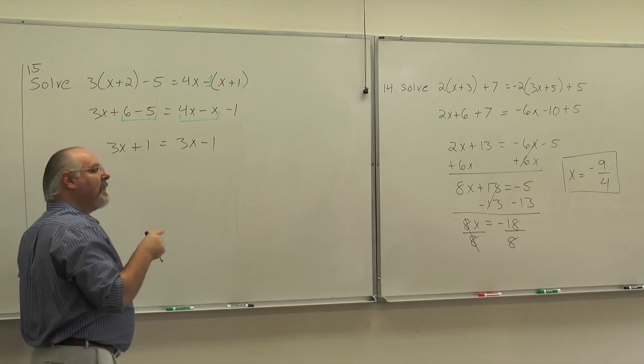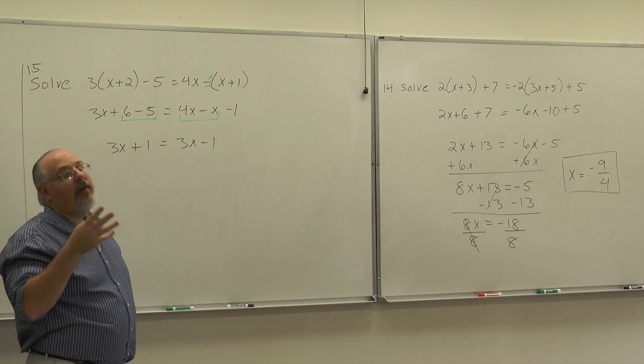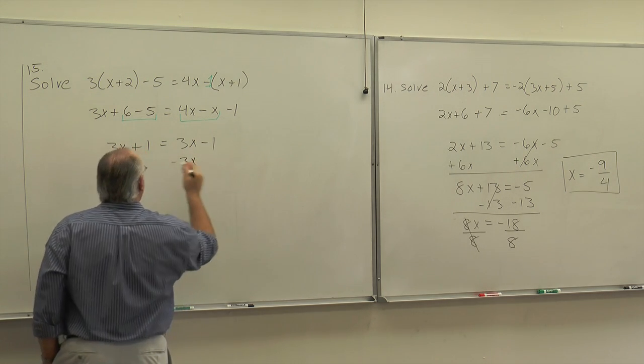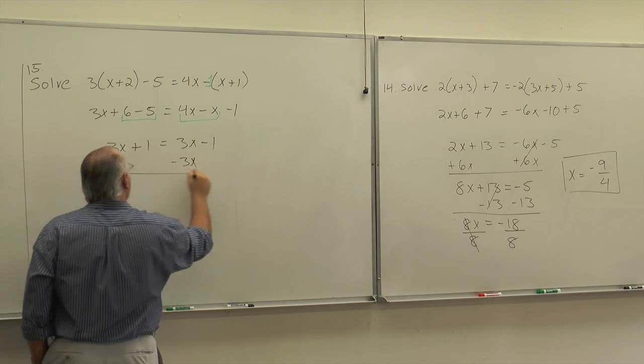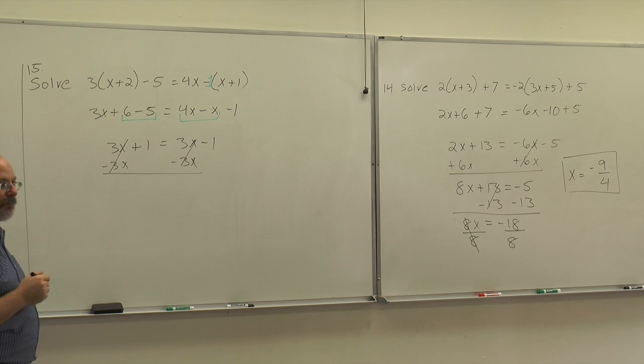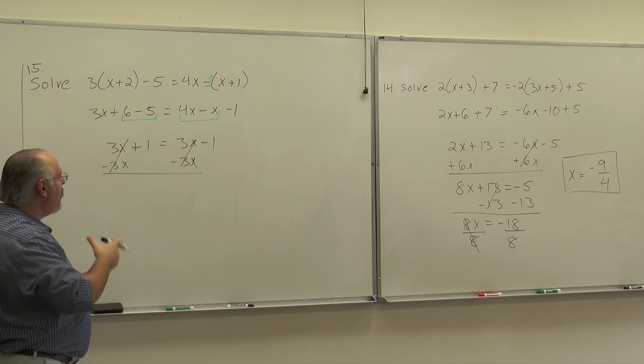So I always like to act on x first. X, my variable. My variable is my focus. So I'm going to subtract the 3x from both sides. And notice what happens. Both of these cancel. So what are we left with?